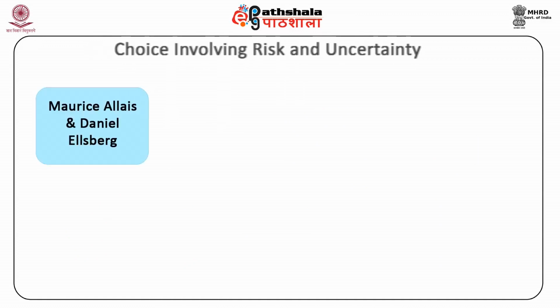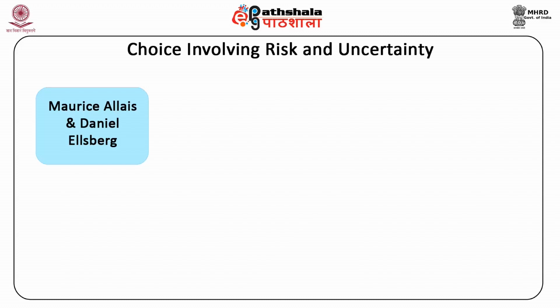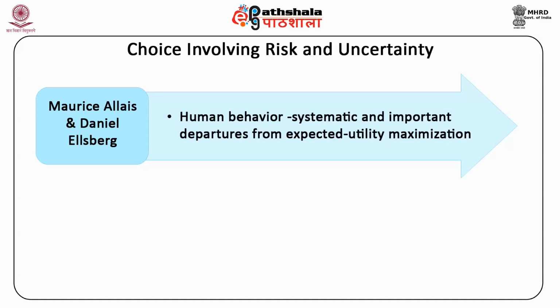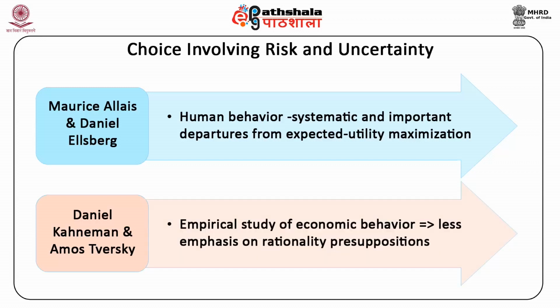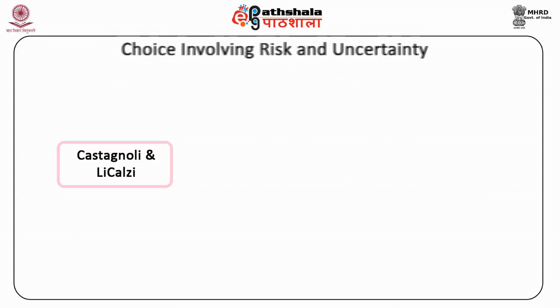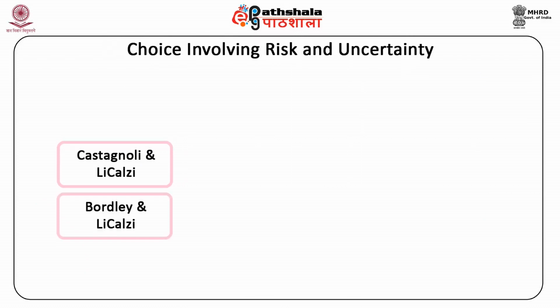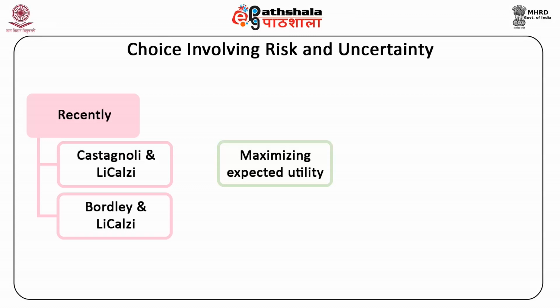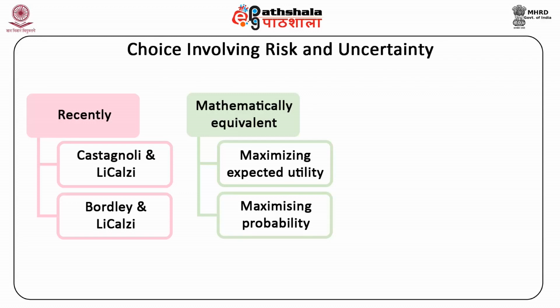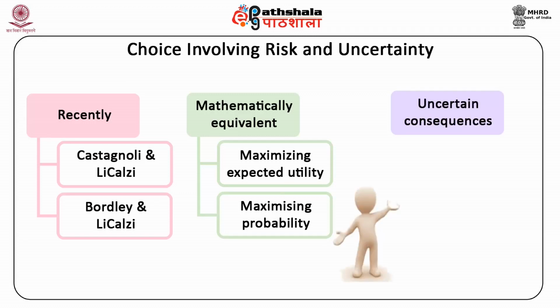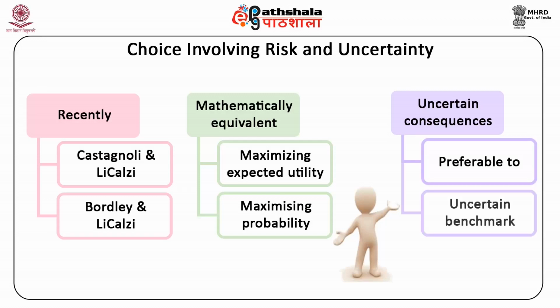The work of Maurice Allais and Daniel Ellsberg showed that human behavior has systematic and sometimes important departures from expected utility maximization. The prospect theory of Daniel Kahneman and Amos Tversky renewed the empirical study of economic behavior with less emphasis on rationality presuppositions. Castagnoli and LiCalzi in 1996, and Bordley and LiCalzi in 2000, recently showed that maximizing the expected utility is mathematically equivalent to maximizing the probability that the uncertain consequences of a decision are preferable to an uncertain benchmark.